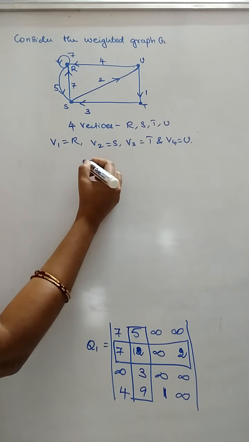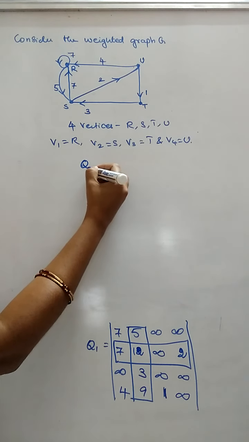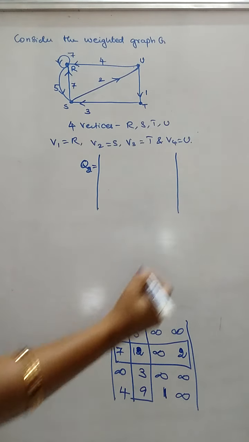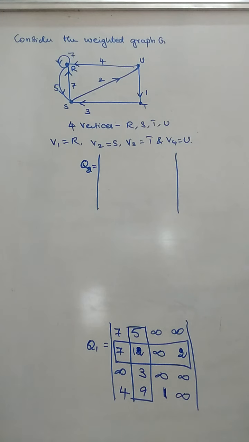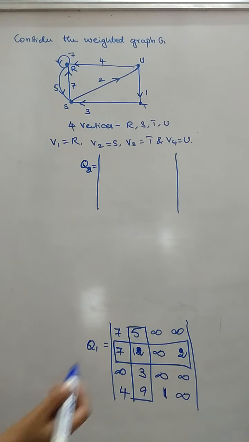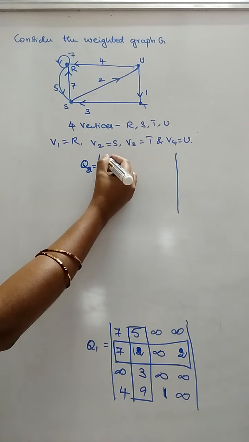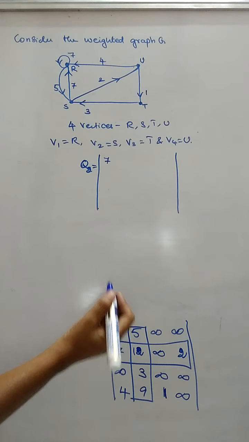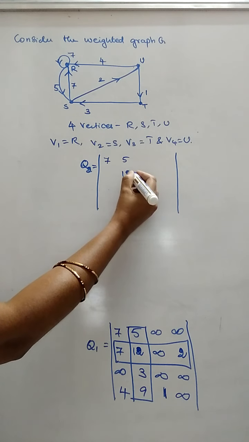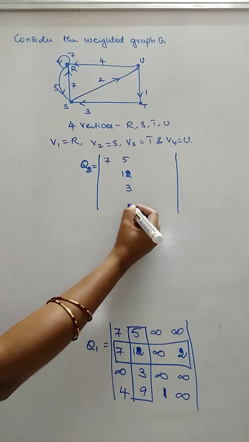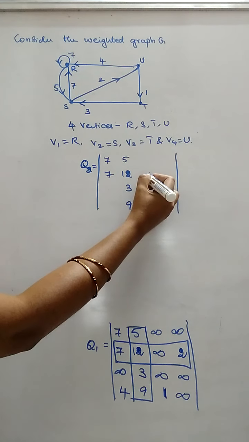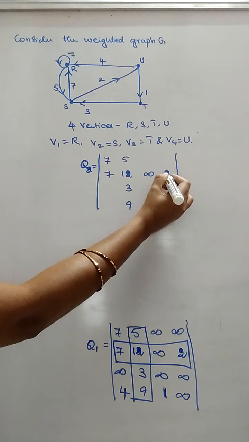So Q2 matrix, which will be derived from Q1. I'm just going to write it here. Check the value. 7 plus 5, 12. So which one is the minimum? 7 is the minimum. So we can write it here. And these values you can write as it is. So 5, 12, 3, 9. And here also 7, infinity, 2.